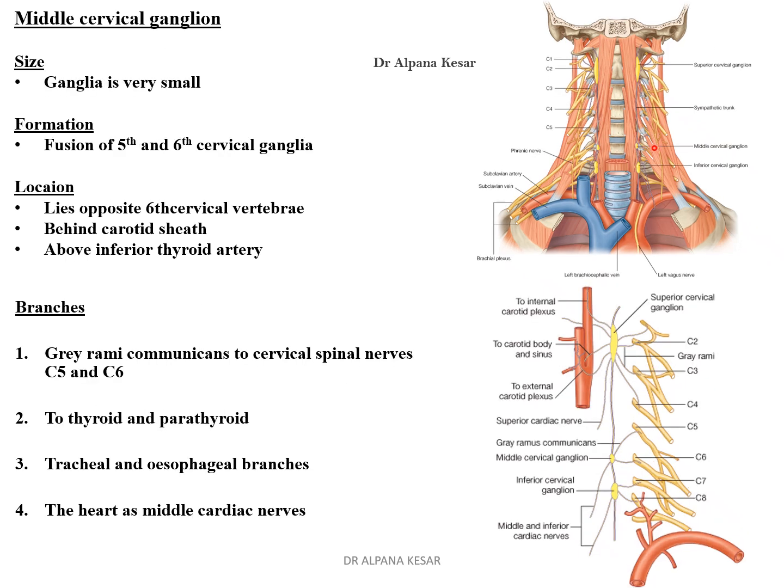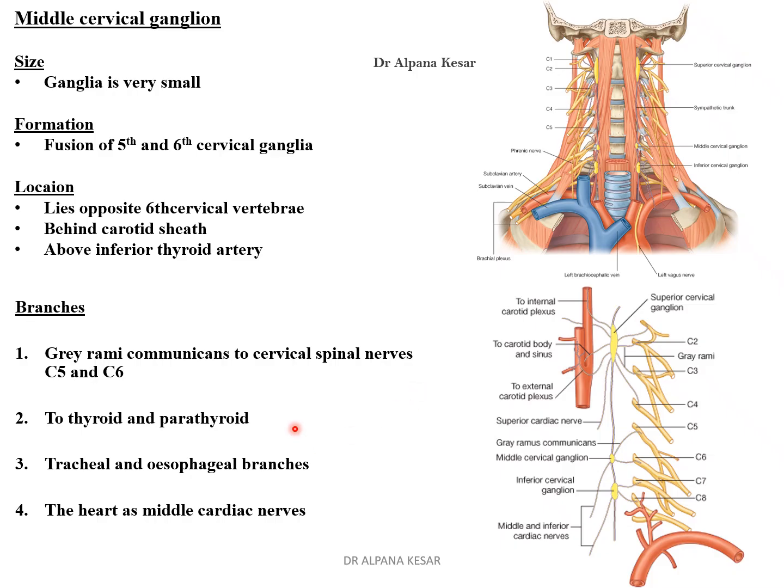Middle cervical ganglia. Middle cervical ganglia is very small. In fact, it is the smallest of the three. It is formed by the fusion of the fifth and the sixth cervical ganglia. It lies opposite the sixth cervical vertebra behind the carotid sheath above the inferior thyroid artery. The branches of middle cervical ganglia include the gray rami communicans to the cervical spinal nerves C5 and C6. The postganglionic fibers are distributed via the fifth and the sixth cervical spinal nerves.